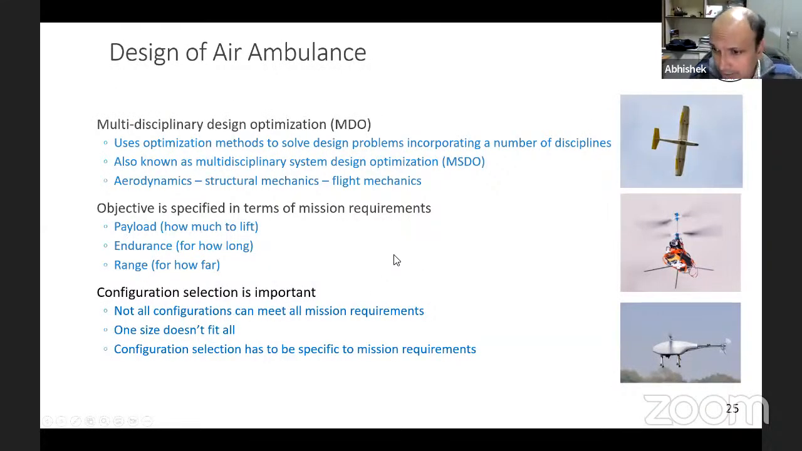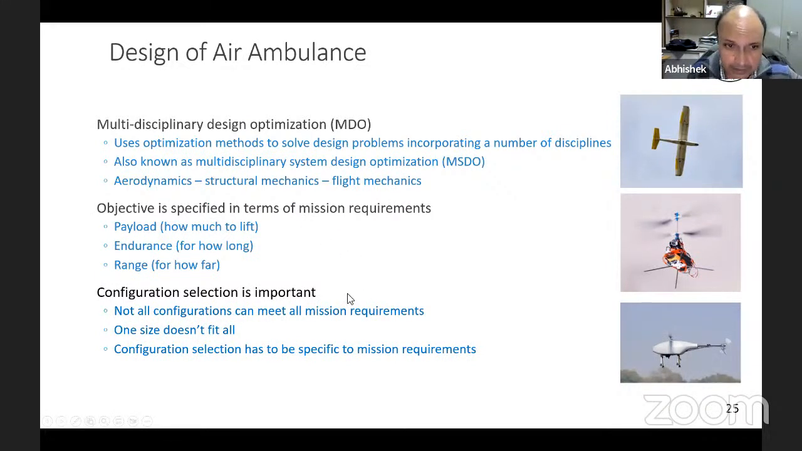So the design of this aerial vehicle is actually a multidisciplinary problem. You have to simultaneously target multiple aspects. You have to look at the aerodynamics, use the aerodynamics to calculate the performance, be it for hovering flight or for your mission flight, that is cruise, and you should be able to estimate the requirement of power for all those legs of flight.